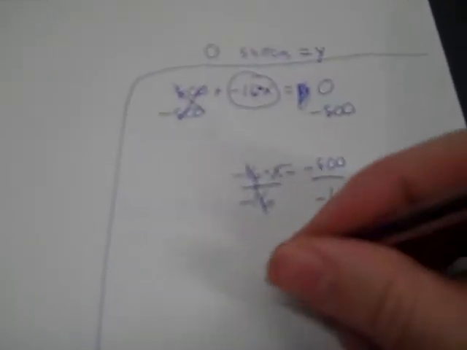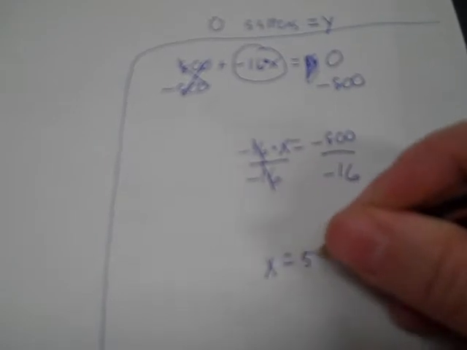So negative 16 times X, 0 minus 800 is negative 800. Then I divide each side of the equation by negative 16 to cancel that factor. Negative 800 divided by negative 16 is 50. So X equals 50. Now X is hours, so it'd be 50 hours.